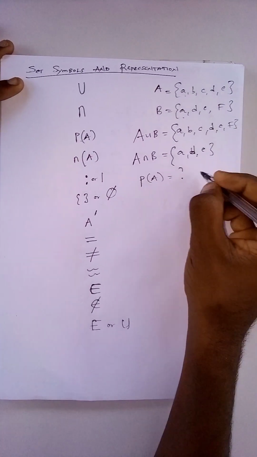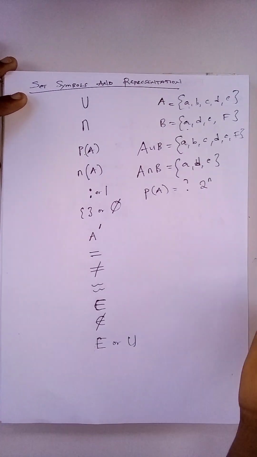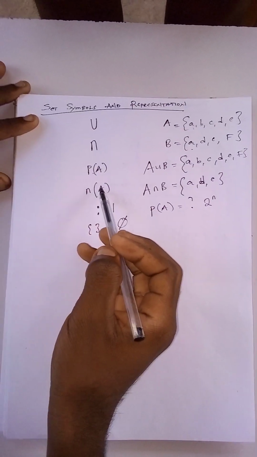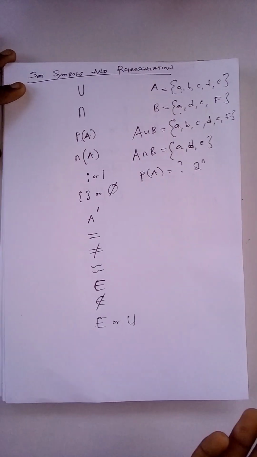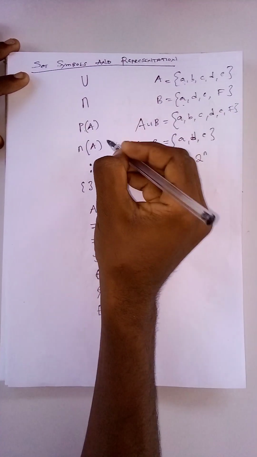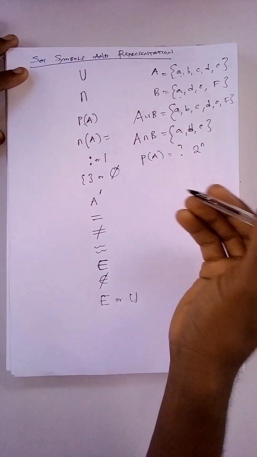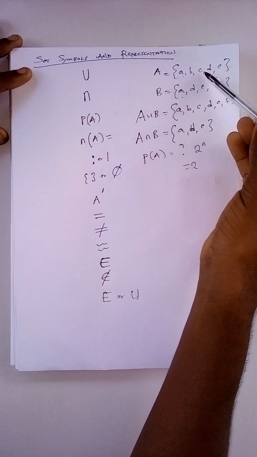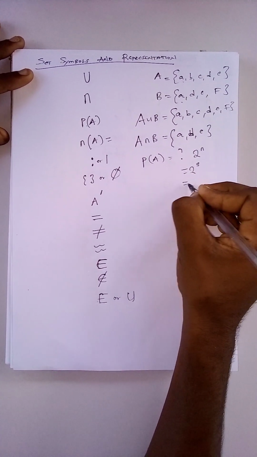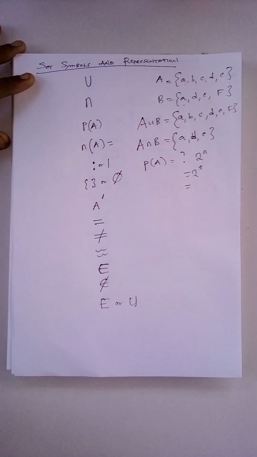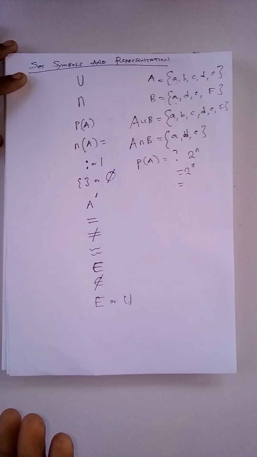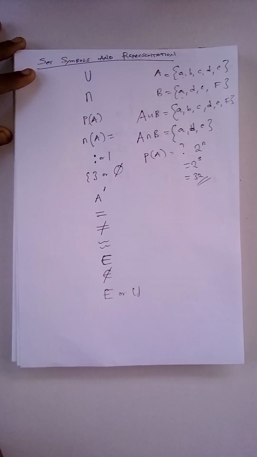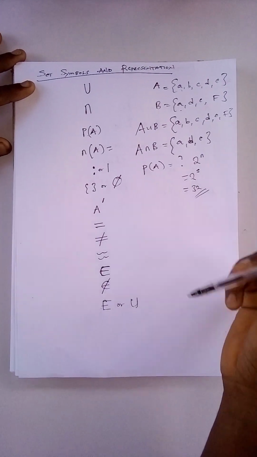But the formula that you use to find the number of subsets is simply 2 to the power n, where n represents the number of elements of that particular set. So n(A) simply tells you the number of elements of a particular set, in this case A. So when you talk about the power set of A, we are going to calculate it as 2 to the power n. How many elements do we have? 1, 2, 3, 4, 5. So this is going to be 2 to the power 5, which is 2 times 2 is 4, times 2 is 8, times 2 is 16, times 2 is 32. So this is going to be 32 subsets that we are going to have in this particular set.